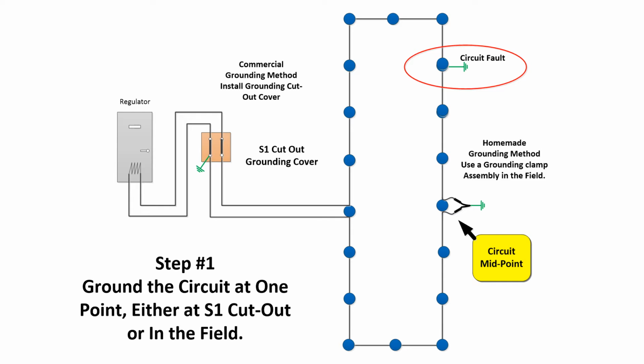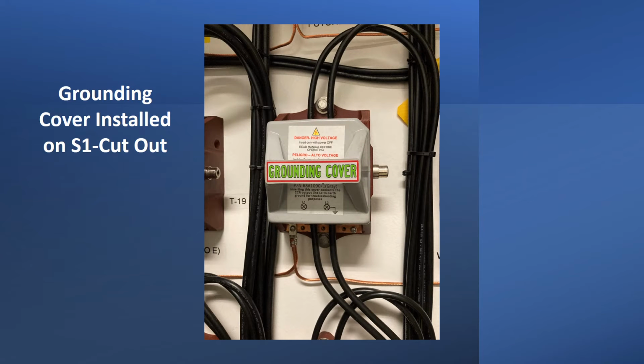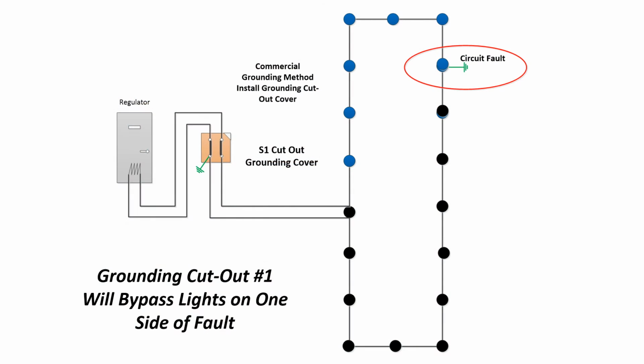What we need to do, for the first step, is to ground the circuit at one point, either at the S1 cutout or in the field. Here's a photo of a grounding cover installed on an S1 cutout. With this S1 cutout grounding cover installed, it'll ground one side of the circuit, and this will produce lights out between the cutout and the circuit fault that's on that side of the circuit.